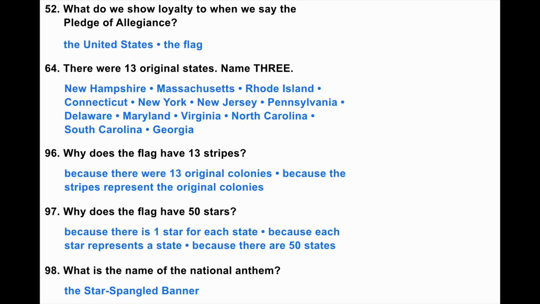What do we show loyalty to when we say the Pledge of Allegiance? There were 13 original states. Name 3. Why does the flag have 13 stripes? Why does the flag have 50 stars? What is the name of the national anthem?